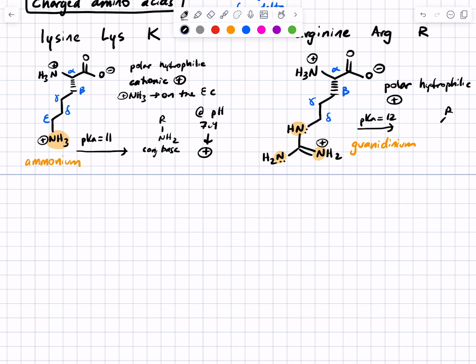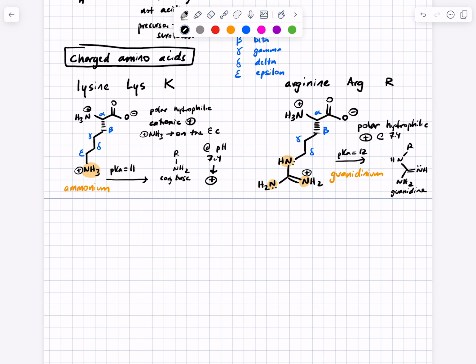The neutral form would look like this. The neutral form would lose a proton from the positively charged nitrogen. The neutral form is called guanidine. You don't necessarily need to know that, but I might call it that. So at pH 7.4, it's always positively charged. Okay? So when you see K's and R's, you need to be thinking pluses, positive charges. Okay, questions about those ones?